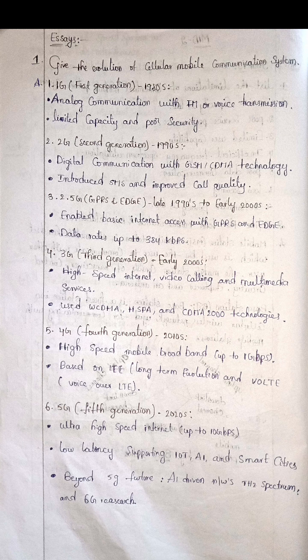And next, 2.5G. This was introduced in the late 1990s to early 2000s. Enabled basic internet access with GPRS and EDGE. Data rates up to 384 kbps.